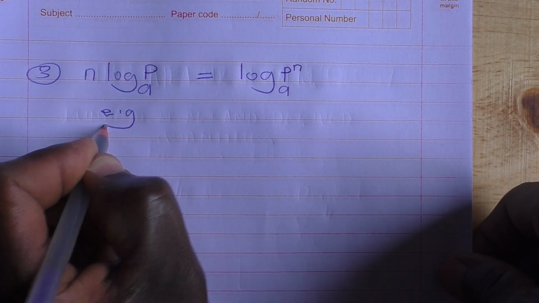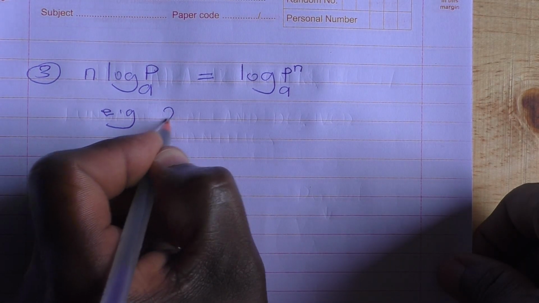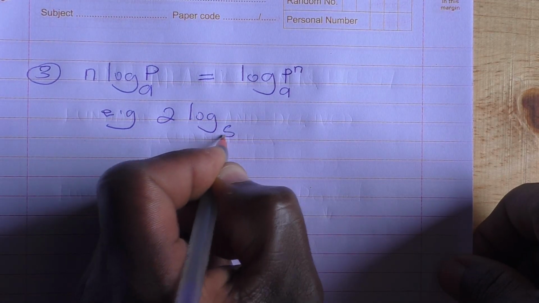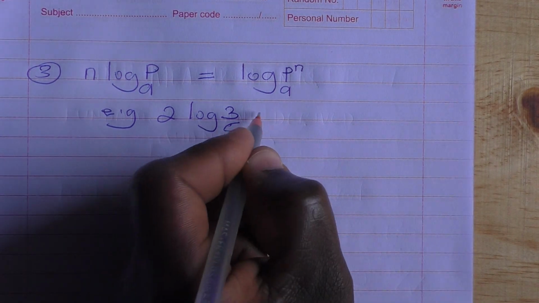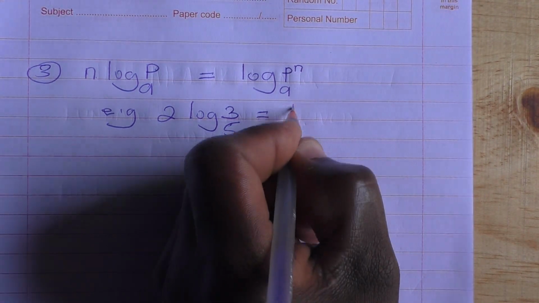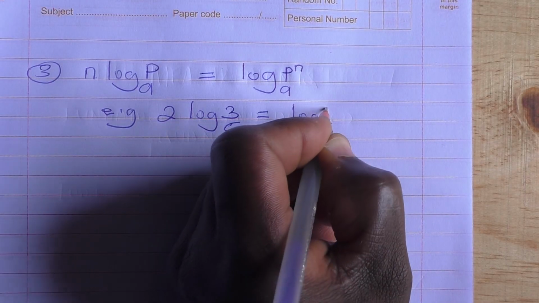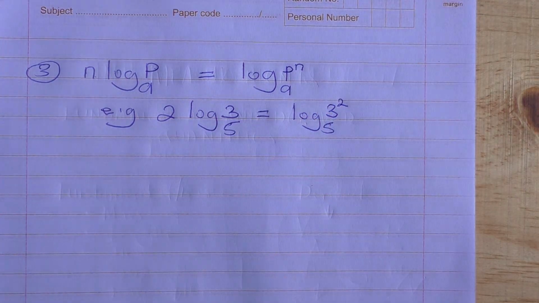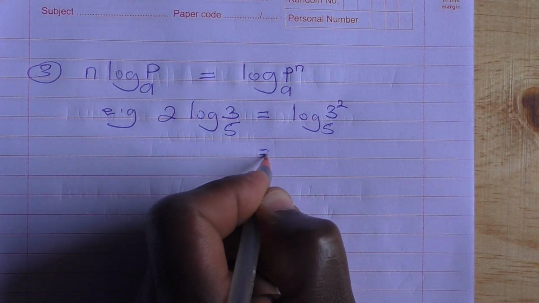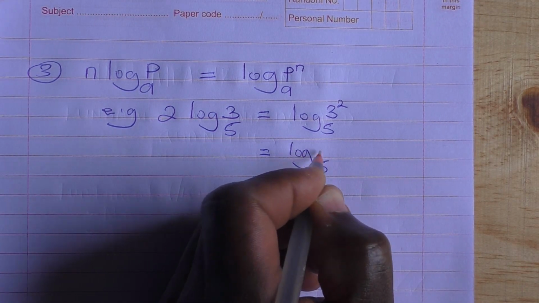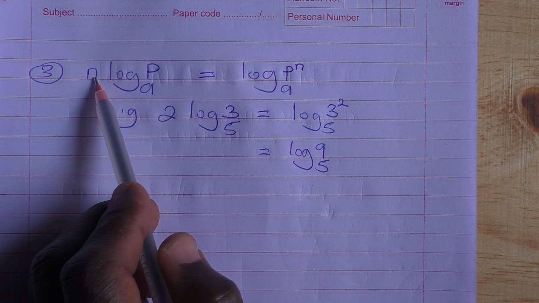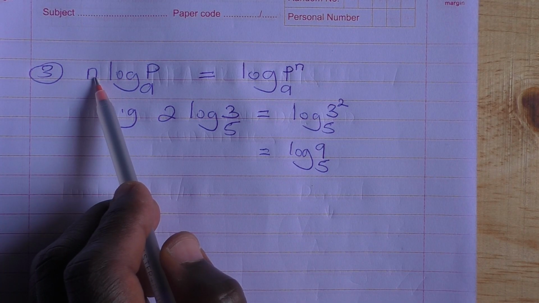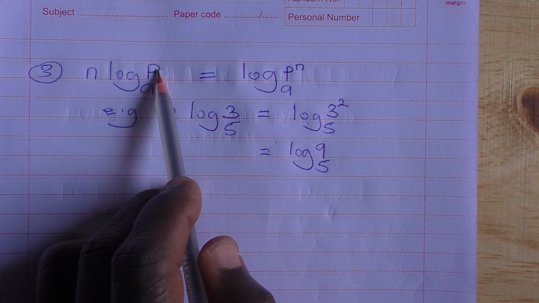E.g., I may have 2 log of 5 3. This gives me log of 5 3 power 2, hence giving me log of 5 9. So whenever I have a coefficient of the logarithm, it comes and power the power.